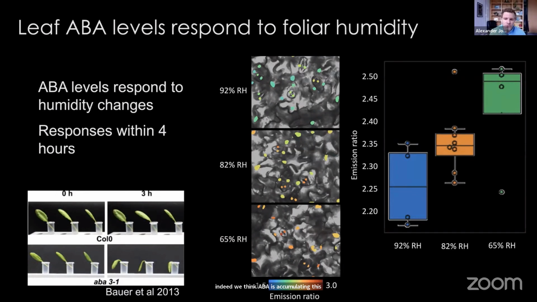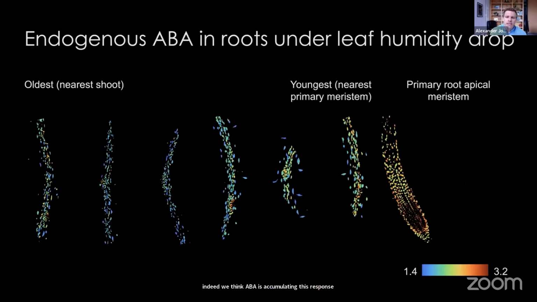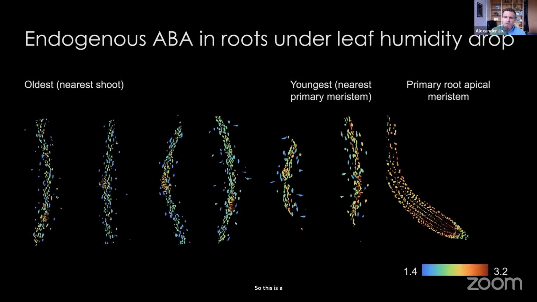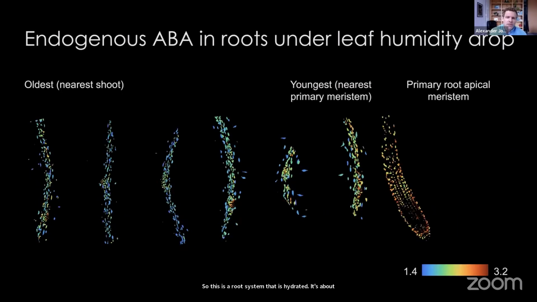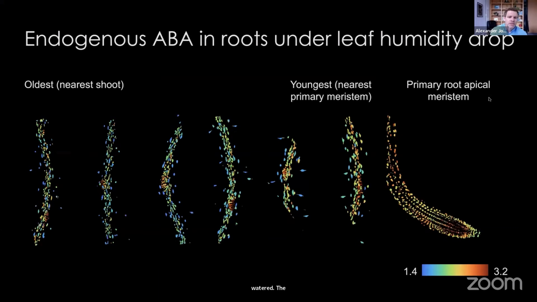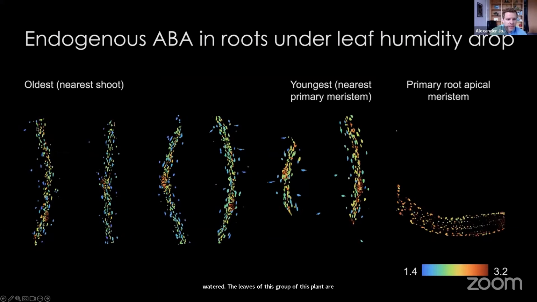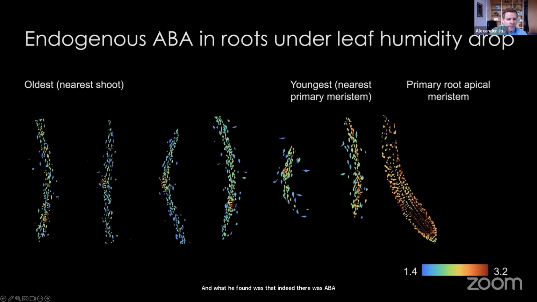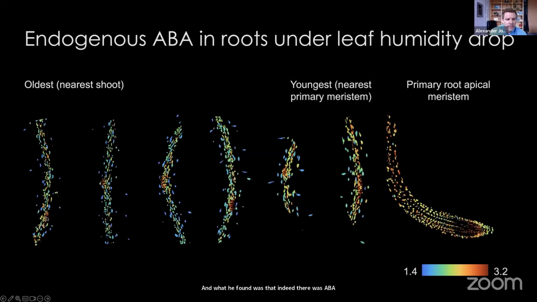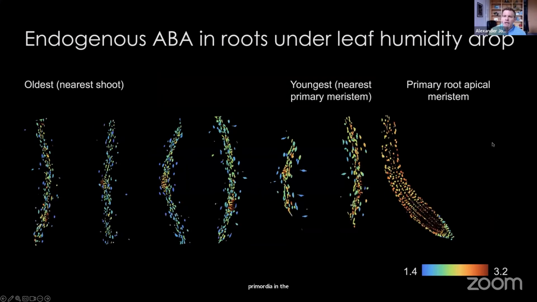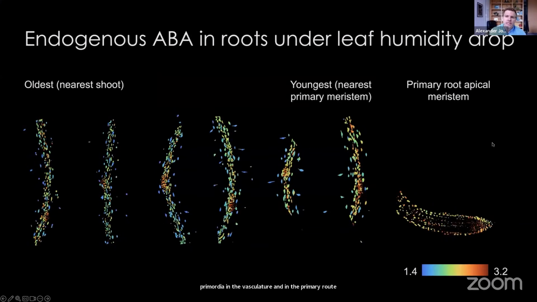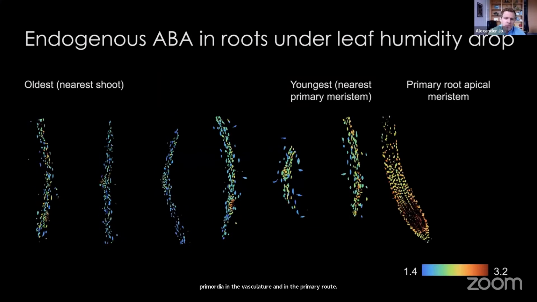And he also looked at the roots. So this is a root system that is hydrated, it's well watered, but the leaves of this plant are experiencing low humidity. And what he found was that indeed there was ABA accumulating in the root system, particularly in lateral root primordia, in the vasculature, and in the primary root near the root tip when a leaf was experiencing a humidity drop.